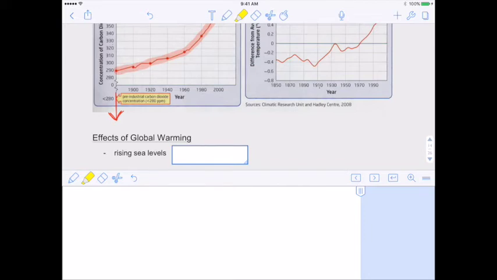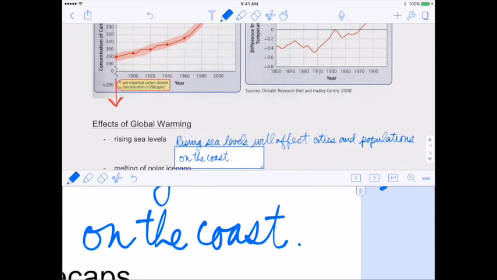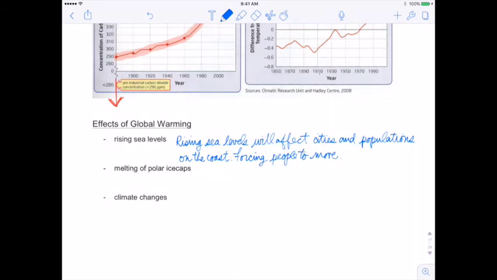So think of Manhattan, which is surrounded by water. If sea levels rise, the way scientists believe it is, most of our major cities around the world, some of the homes to some of our greatest populations around the world, will be covered in water. People will have to displace themselves, move to areas of higher sea level. So let's write a little statement about this. Rising sea levels will affect cities and populations on the coast, forcing people to move.